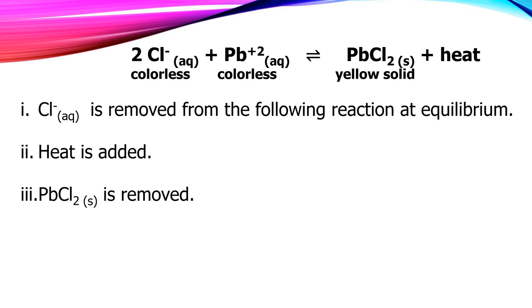Okay, so here's another one. Cl minus is removed. Okay, I'm going to C, colorless. Heat is added. Yes. Heat is added, it's gotta come across the arrow. And this is removed, so it's gotta come across the arrow this way. So this is colorless also. PbCl2 is removed. No, it'd be yellow. Yellow. Okay, so you can see this is easy if you can get it in your head.